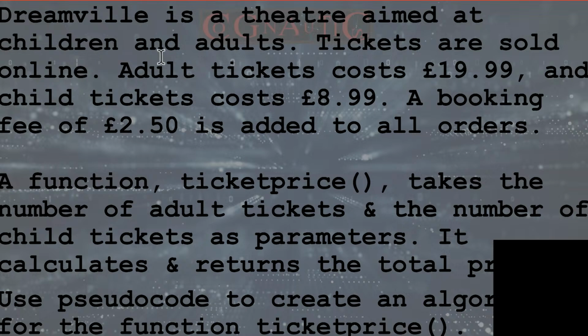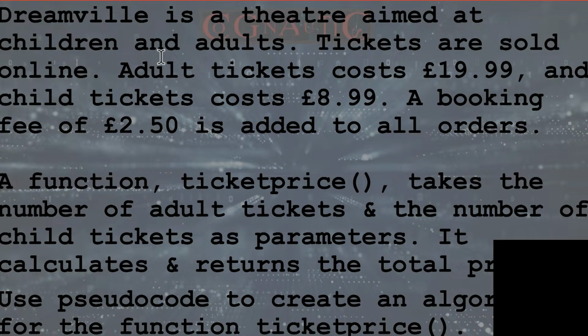Okay, so Dreamville is a theatre aimed at children and adults. Tickets are sold online. Adult tickets cost £19.99. Child tickets £8.99. A booking fee of £2.50 is added to all orders. I've ripped this off a question. A function ticket price takes the number of adult tickets and the number of child tickets. Those are the parameters. That's the data you feed into your function. It calculates and returns the total price.